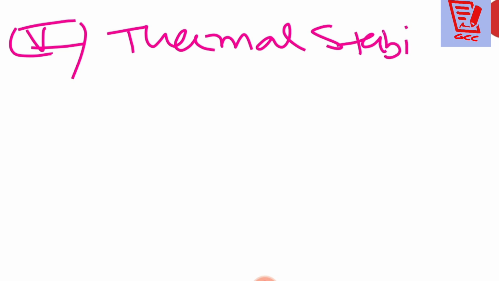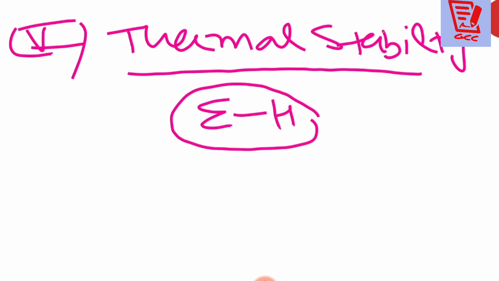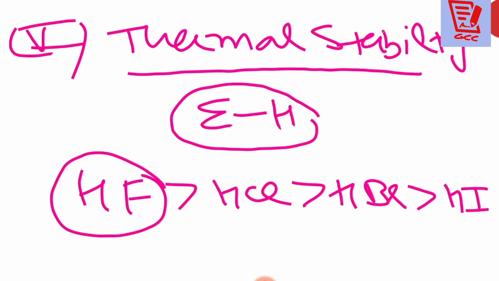I think we have studied thermal stability in group 15 and group 16 also. Now I am going to discuss group 17. The same way as I told you previously, if the E-H bond is strong, then thermal stability will be more. HF has the maximum thermal stability, then HCl, then HBr, then HI, because the HF bond is strong and the bond length is shortest.